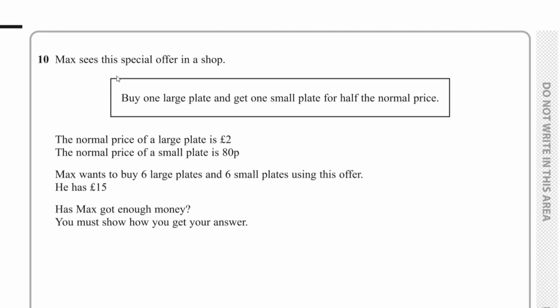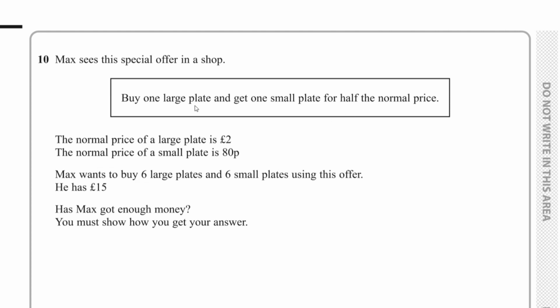Question number 10. Max sees a special offer in the shop. Buy 1 large plate and get 1 small plate for half the normal price. The normal price of a large plate is £2. The normal price of a small plate is 80 pence. Max wants to buy 6 large plates and 6 small plates using this offer. He has £15. Has Max got enough money? You must show how you get your answer.